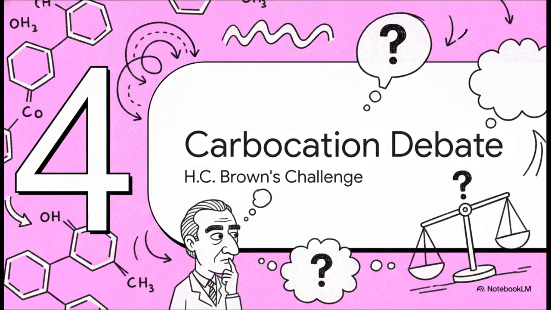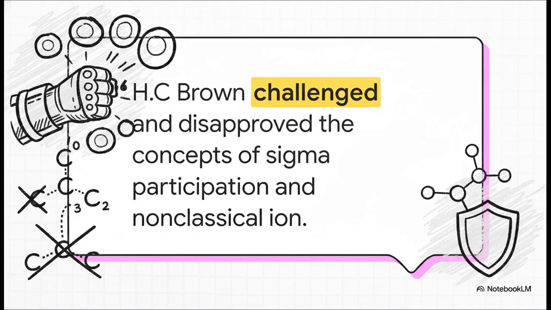But, as we know, in science, elegant explanations aren't always accepted right away. Welcome to Section 4, the Great Carbocation Debate, H.C. Brown's Challenge. Enter H.C. Brown, an absolute titan of chemistry. He looked at Winstein and Trifan's non-classical 3-center 2-electron bond and entirely rejected it. He firmly challenged and disapproved of the very concept of sigma bond participation. To Brown, breaking the established rules of classical bonds was completely unnecessary, and he set out to prove that this whole phenomenon could be explained without inventing brand new types of chemical bonds.